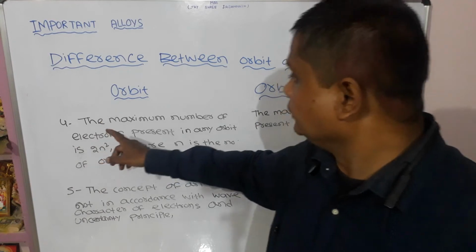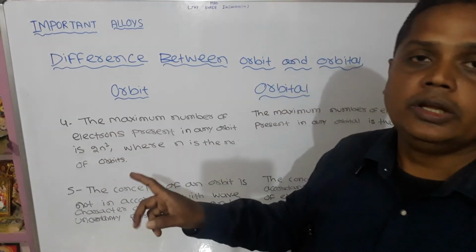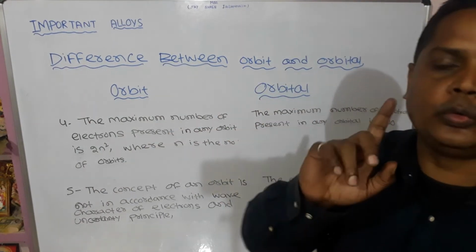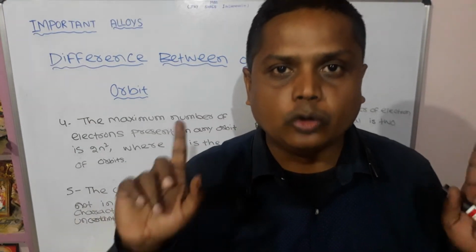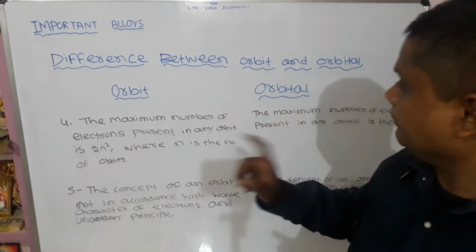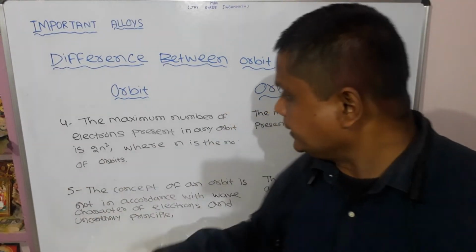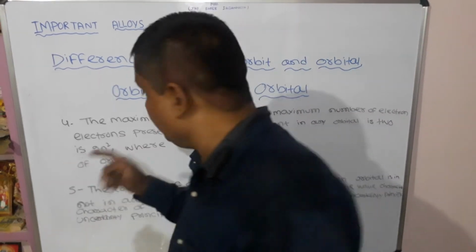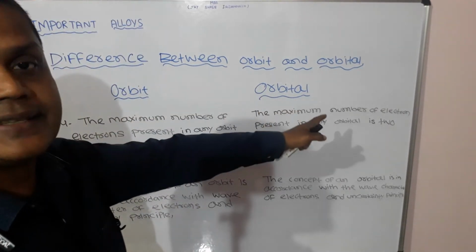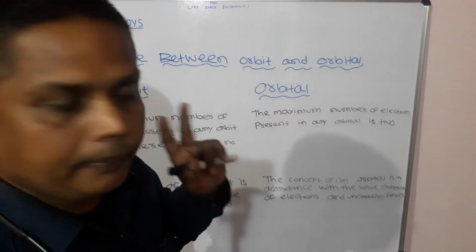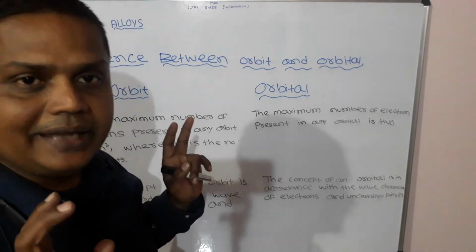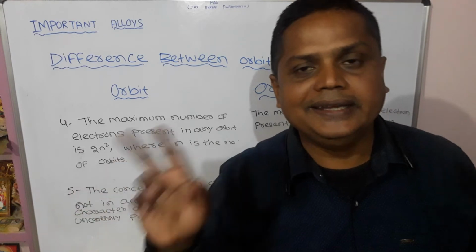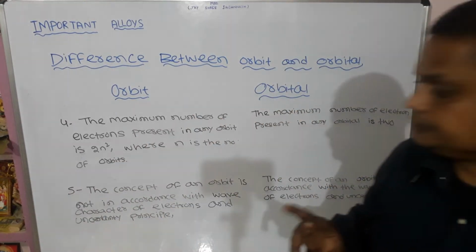Next point is 4. The maximum number of electrons present in any orbit is 2n square, where n is the number of the orbit. Then orbitals. The maximum number of electrons present in any orbital is 2.